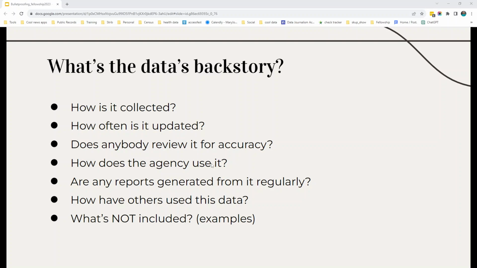The same thing would be, if you can find others who have used the data, that might be journalists, that might be academics, might be other experts in the field. And then something that you don't always think about, but what's not included in this data? What does this data not know about? So, for example, Minnesota has a crash database of car accidents. Well, it doesn't include every car accident. It's only those with a fatality or an injury or a certain amount of property damage over a certain threshold. So you can't really say it's every crash.